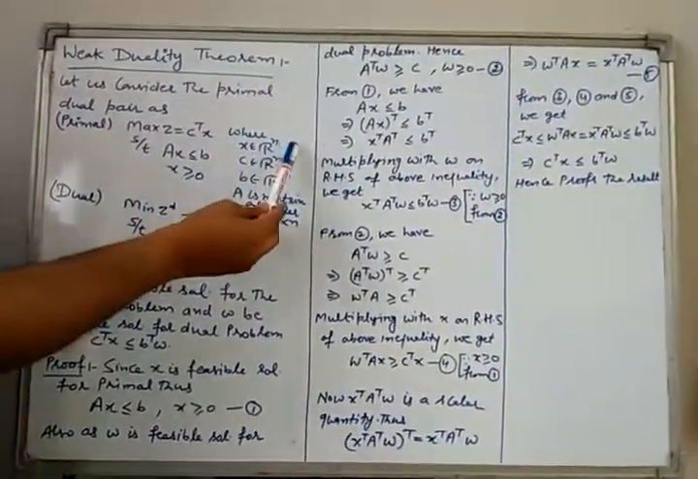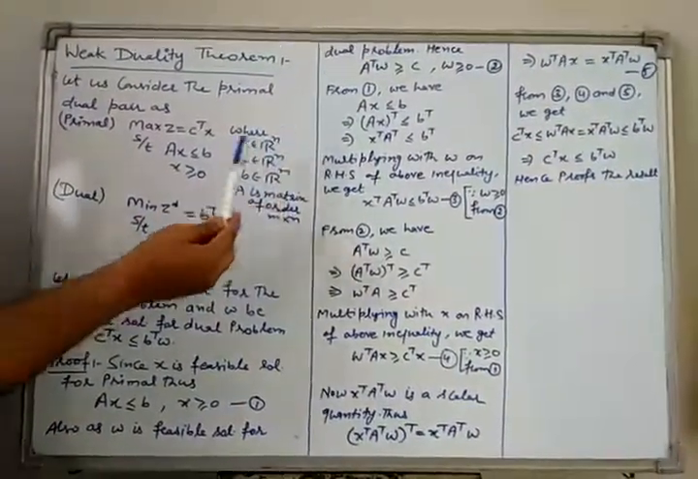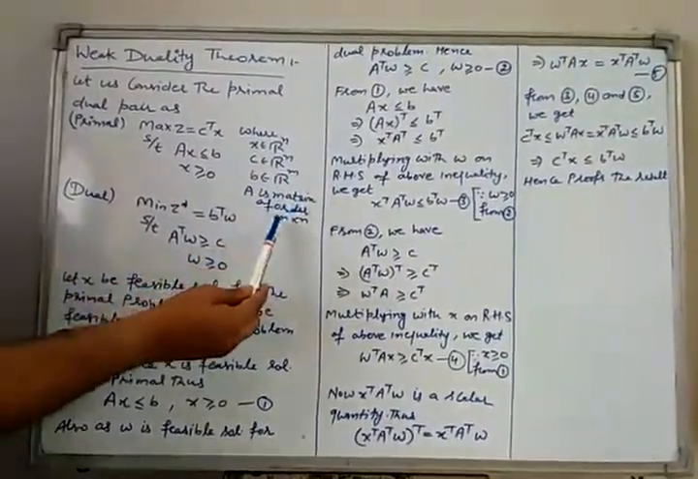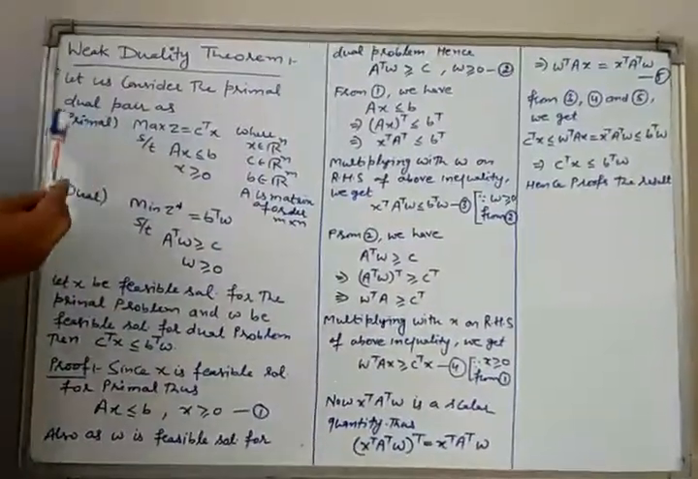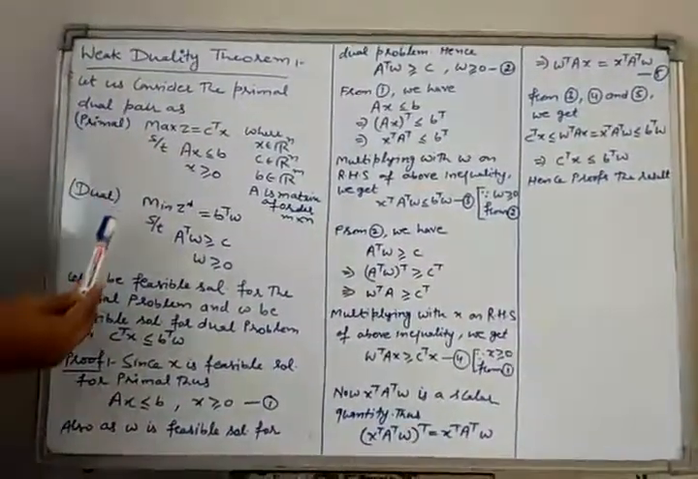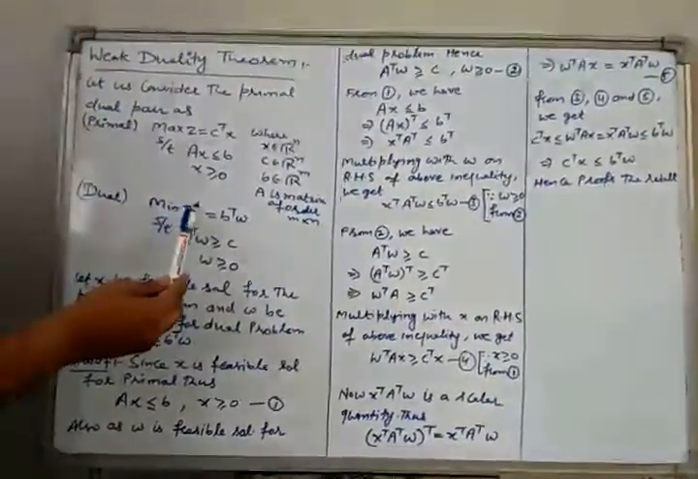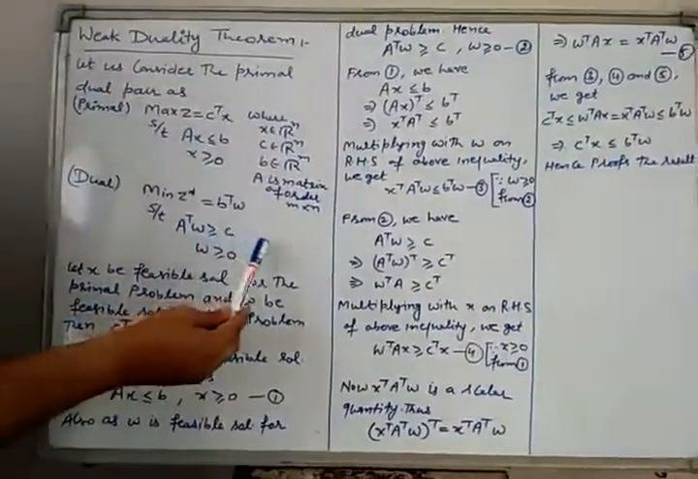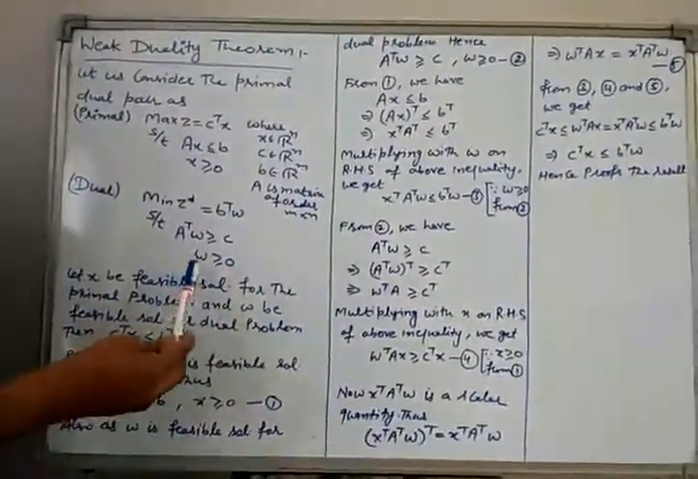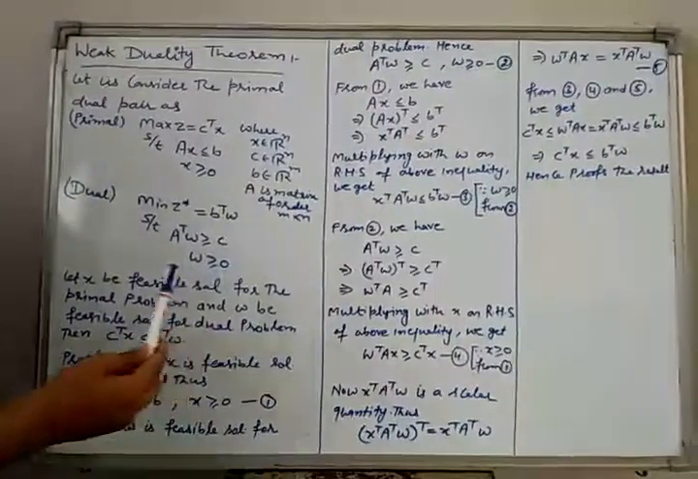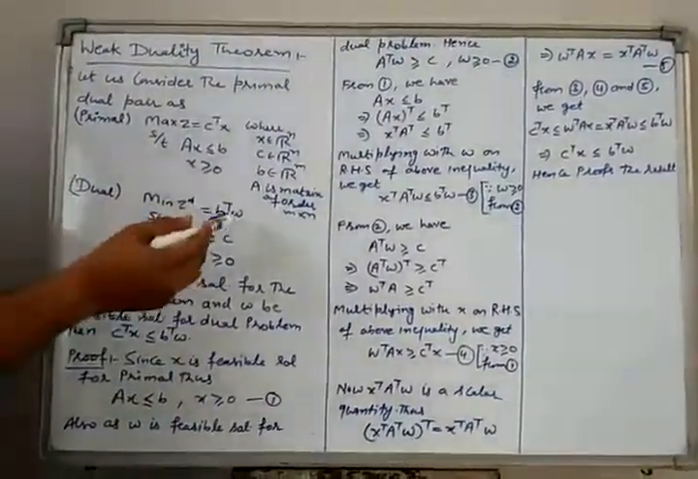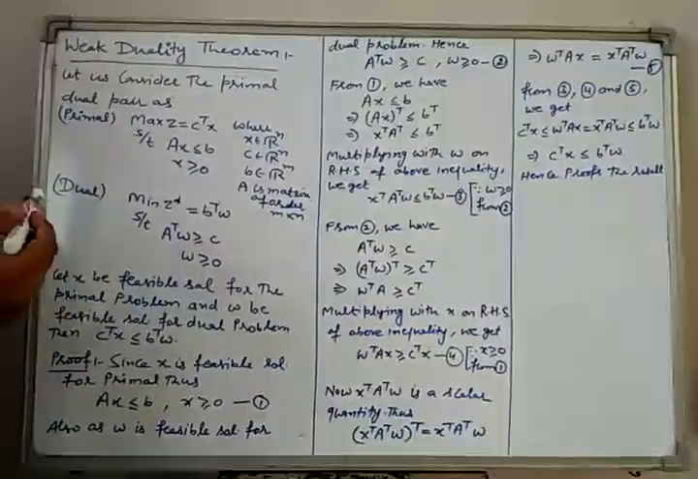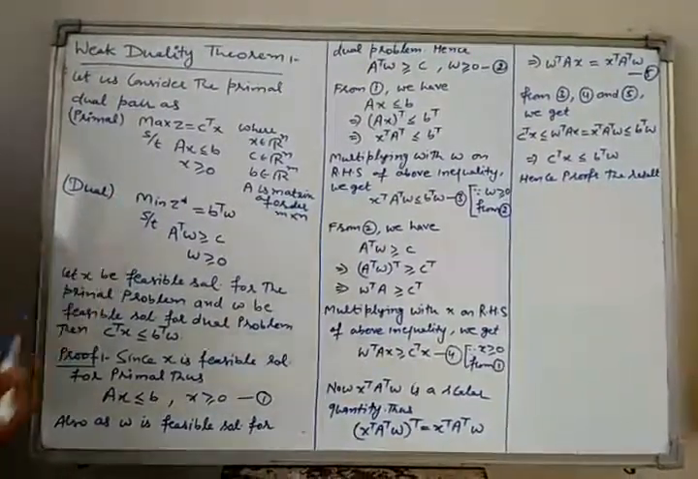Here X is an n-dimensional vector, C is an n-dimensional vector, B is an m-dimensional vector and A is the coefficient matrix of order m cross n. Now, the dual of this primal problem is to minimize the objective function B transpose W subject to the conditions A transpose W greater than or equal to C with non-negativity restrictions, that is W greater than or equal to 0. Here W are the dual variables. How to form this dual? I have earlier discussed this in my first video.